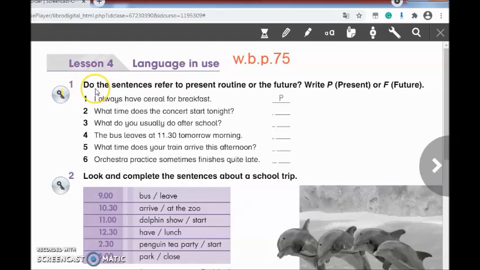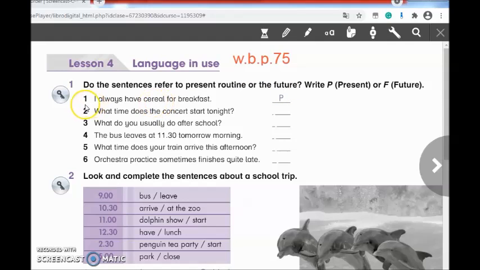Activity number 1. Do the sentences refer to present, routine, or the future. Write P for present or F for future. إذا المطلوب منا في هذا التمرين تحديد الجمل إذا كانت تعود إلى روتين مضارع، يعني روتين يومي نقوم به في الحاضر دائما، أو the future خطط مستقبلية وشيء للمستقبل يعود للمستقبل.